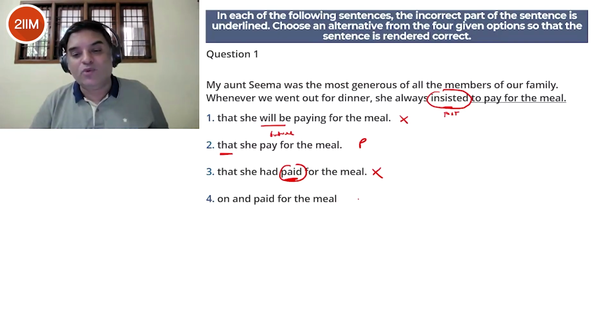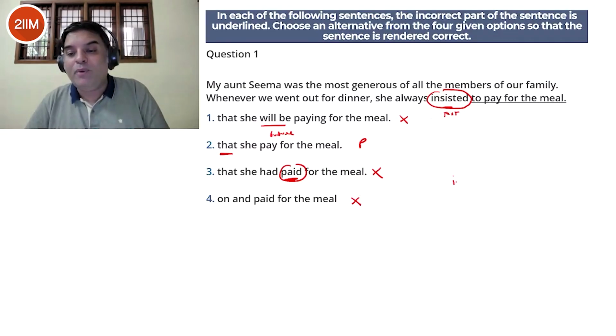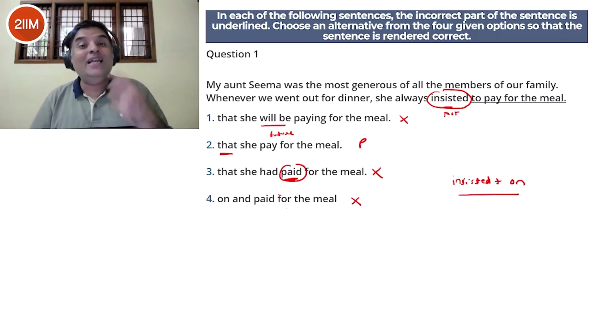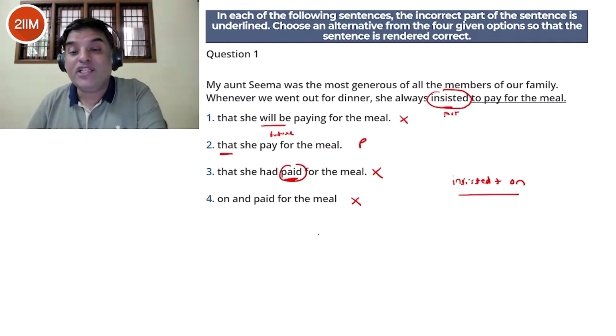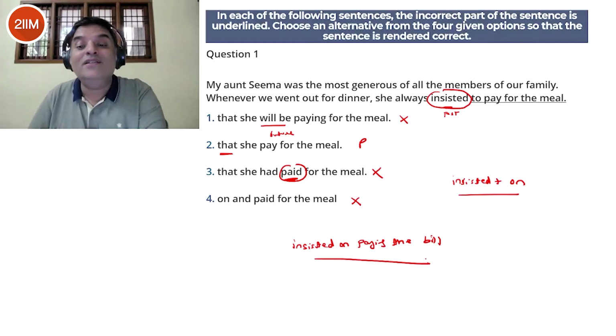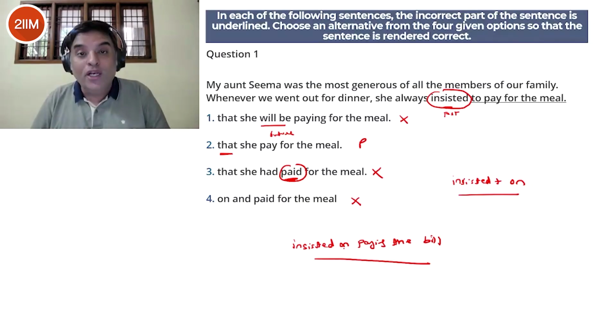Now, what is interesting here is what you need to understand, and remember this: when you're saying insisted, we don't use "to" with it. Typically, when we're saying insisted, we will use "on." Okay, but not this "on." This construction is wrong. Another correct construction could be "she always insisted on paying the bill." This option is not given to you. I'm just giving you this as extra information. With insisted, we use on, and then we use the ing form of the verb.